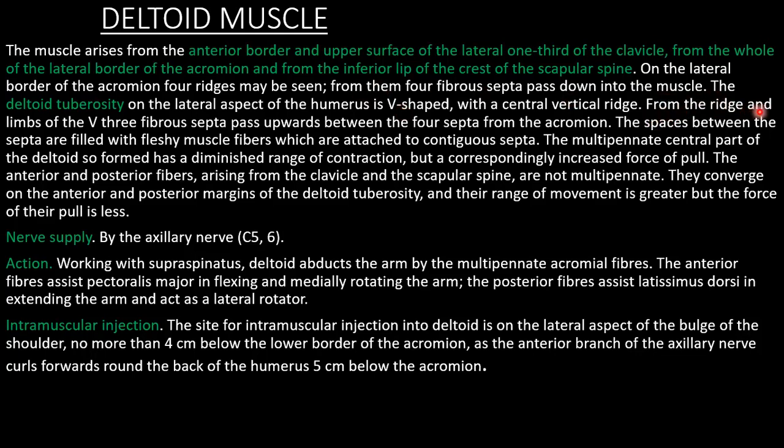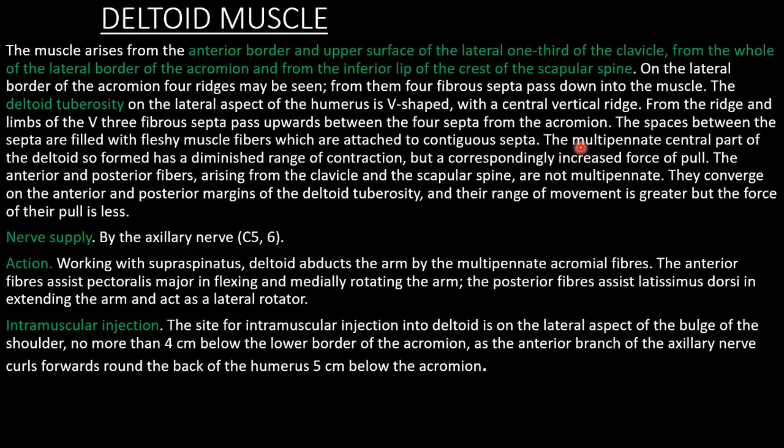Now, from the ridge and the rims of the V-shaped tuberosity, 3 fibrous septa usually pass upwards between the 4 septa from the acromion. I will show you this in an image. Then the space between these septa is usually filled with the fleshy muscle fibers, which are attached to the contiguous septa. Now, it has 3 parts. Deltoid is like a 3-in-1 muscle.